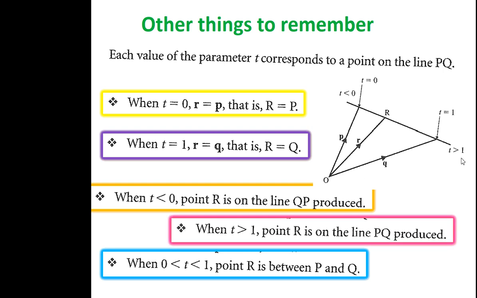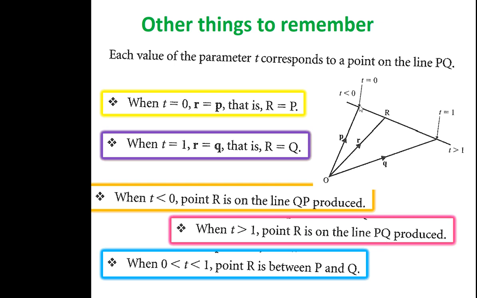And another one, what about when t is greater than 1? When t is greater than 1, that means the vector r would be popping out this way instead. So when t is greater than 1, point r is on the line that pq produced. Here's p going to q, so by produced I mean if you extended the line pq, then point r would be sitting out there somewhere on that line produced by extending itself.